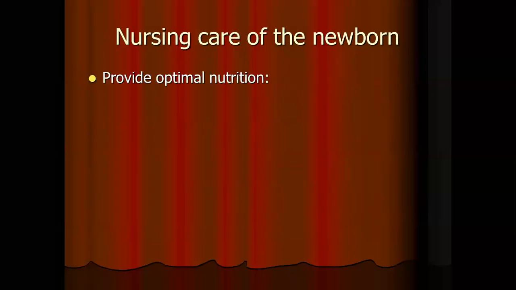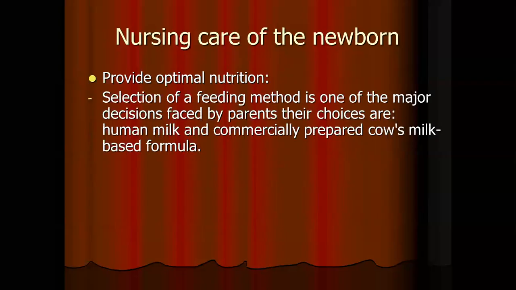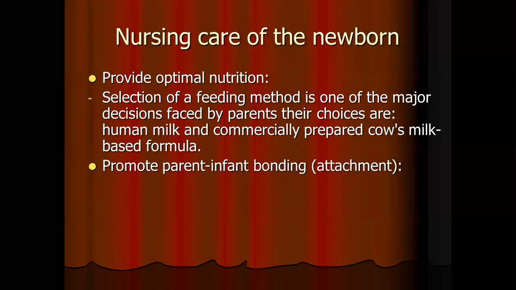And the next one is provide optimal nutrition. Selection of a feeding method is one of the major decisions faced by the parents. Their choices are human milk and commercially prepared cow milk or formula based milk, or nowadays we have a milk bank, or we can go for soya bean milk, which is optional. For mothers who have complications, or where the child has complications in suckling, this can be used. Otherwise, breastfeeding has to be encouraged.